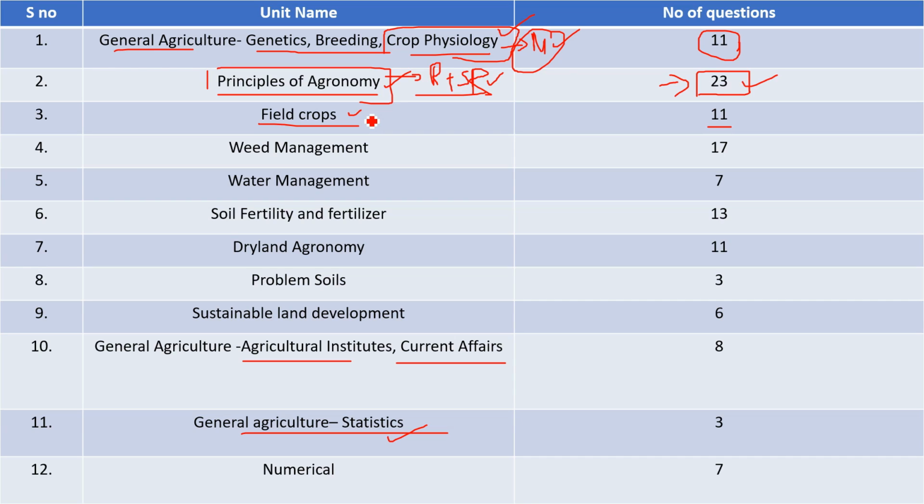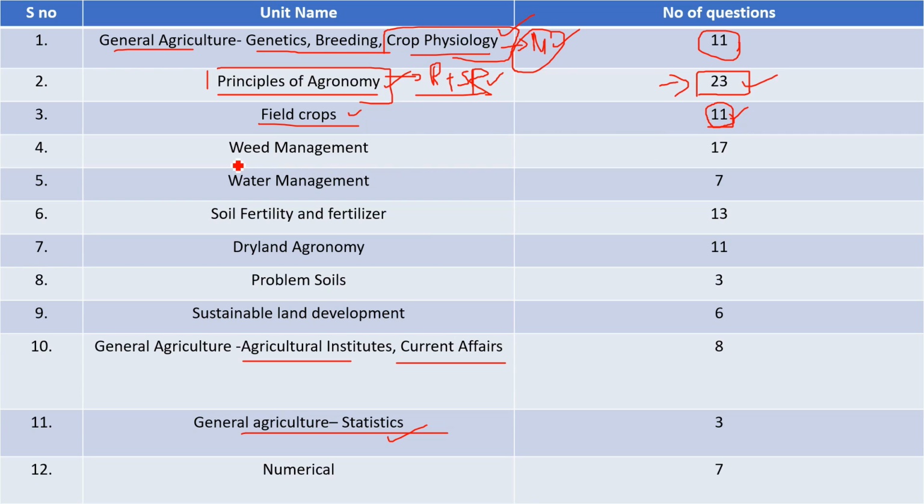Like there were questions from millets. There was one question from cotton. Likewise, there were questions from medicinal crops, including a production question from medicinal crops. So this year they were focusing on the minor crops, and the number of questions was also reduced to just 11.